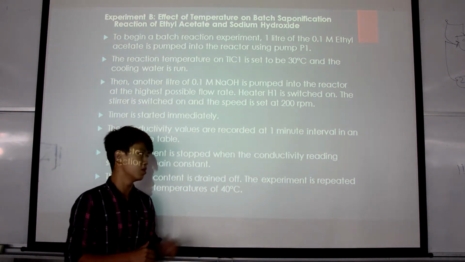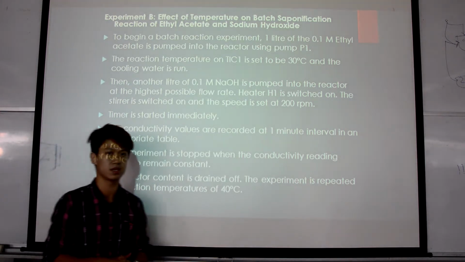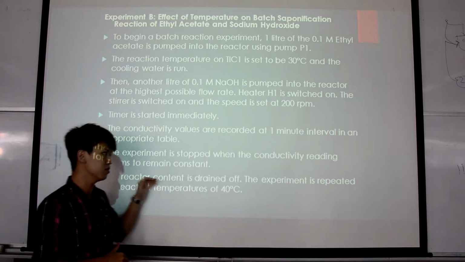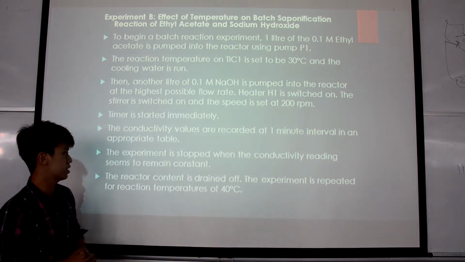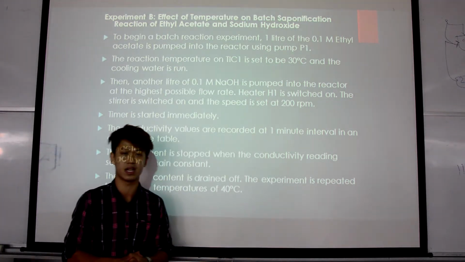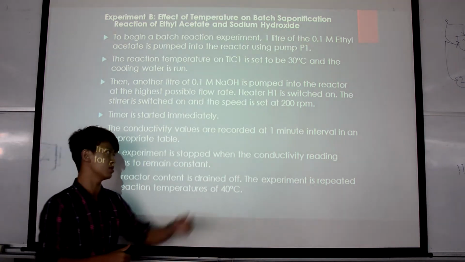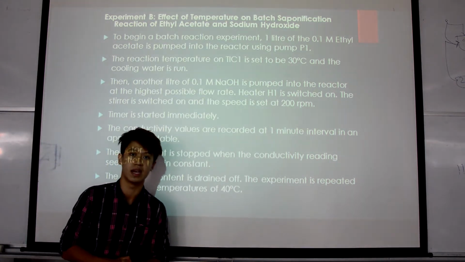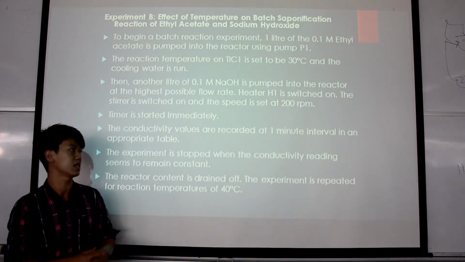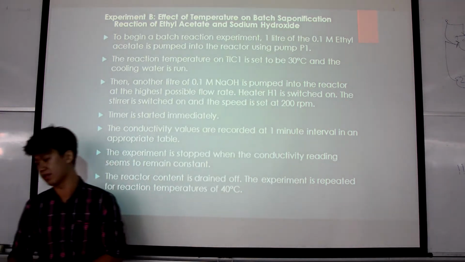And the experiment is stopped right after the conductivity of the reactants seems to remain constant. What it means here is that the conductivity of the reactants will remain constant for over a few minutes, then we can stop the experiment. And then we will flush out all the reactant contents because the reactants have reacted. Then we will put in exactly the same amount of the reactants again, and we set the temperature to be 40 degrees Celsius. And then we can obtain the different result for that and we can compare. So this is for the procedures of the experiment, and now we will pass it to my colleague to proceed with the results.